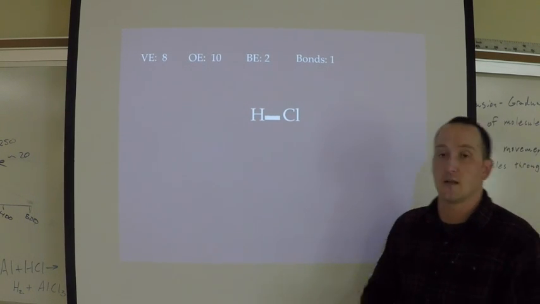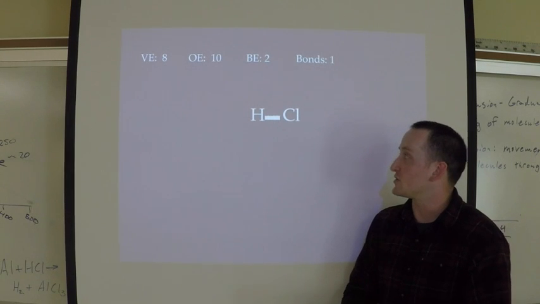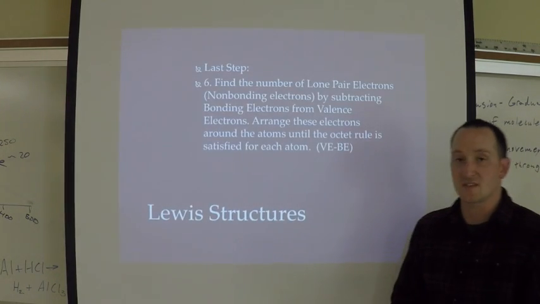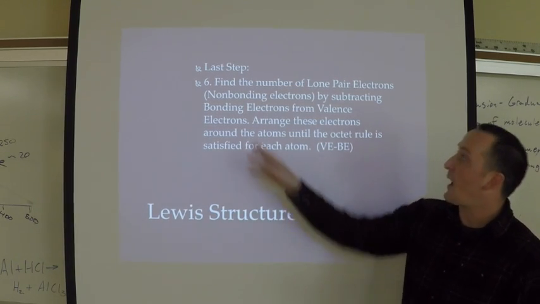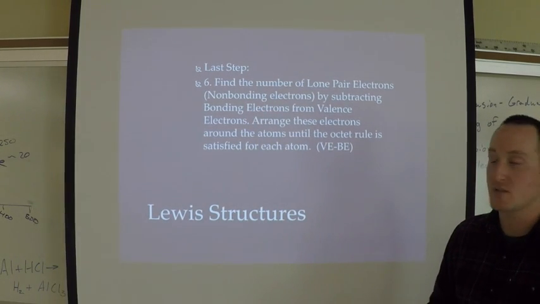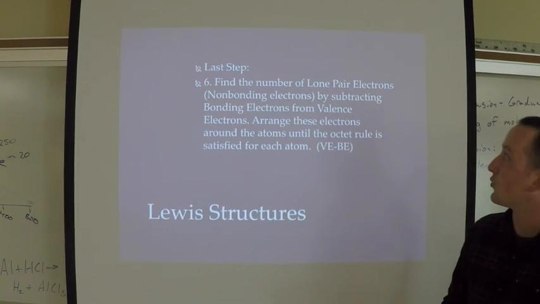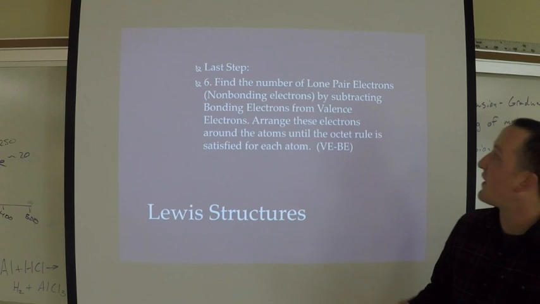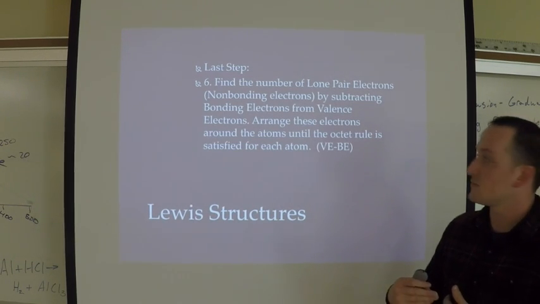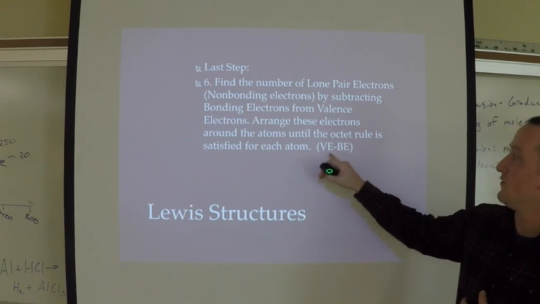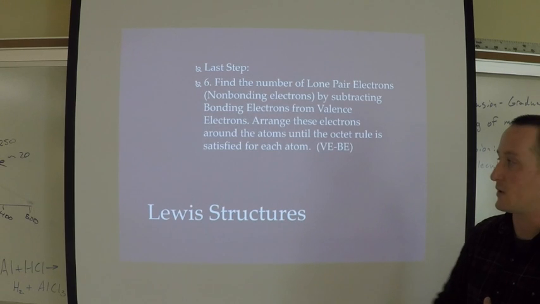Okay, so I've added in my bond, my molecule is now together, and I have another step that I need to complete, and this is the last step. And the last step is to find the number of lone pair electrons. I will refer to those as non-bonding electrons, but you could see them referred to as either word. And how we find that is by subtracting the bonding electrons from valence electrons. So basically we're going to do VE minus BE. What's the valence electrons that we started with minus our bonding electrons.